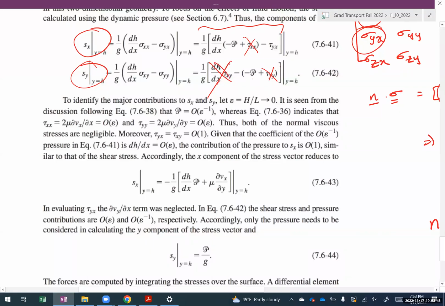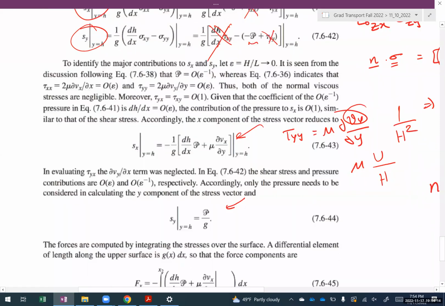Again, what is tau yy? Tau yy is mu times dou Vy over dou y, right? Vy is anyway small. So mu times u divided by y, where y is h, but then P goes as 1 over h squared. So again, this is the dominant term. So basically you can get Sx, you can get Sy, which are the stress vectors.